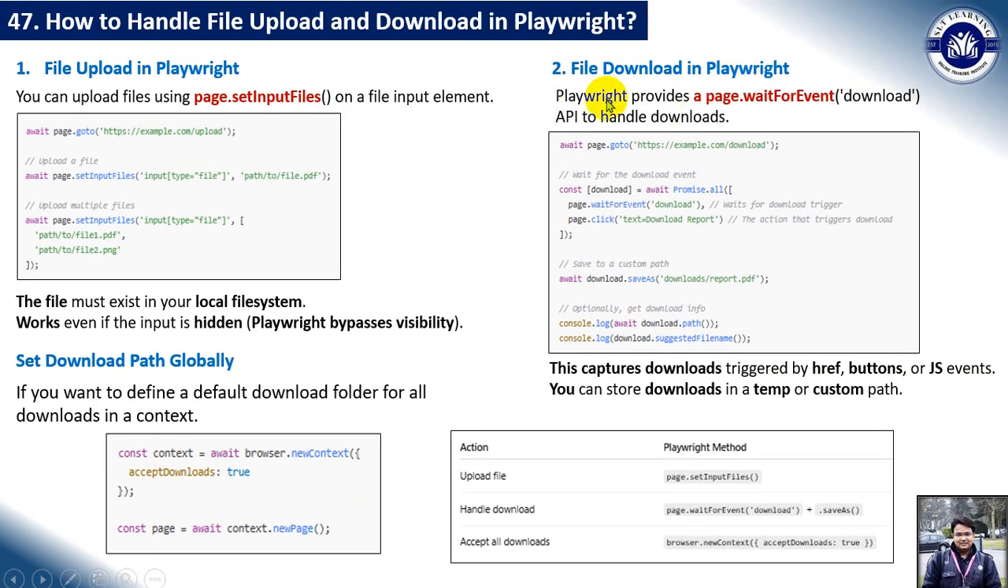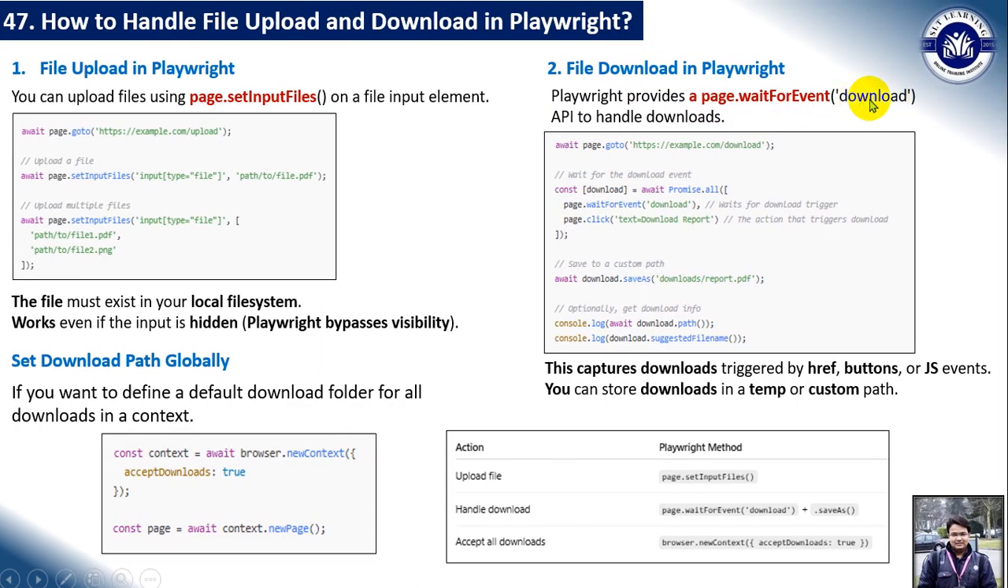So how will file download work? Playwright provides page.waitForEvent, and this is the event 'download', which will handle the download of any document from the page. So this way, const download waits for the event. So await Promise.all, that means it will let all the events happen, and then it will perform the actions. Page.waitForEvent('download') waits for the download trigger. Page.click text, the action that triggers the download, means clicking on any button which will start downloading a PDF or something like that.